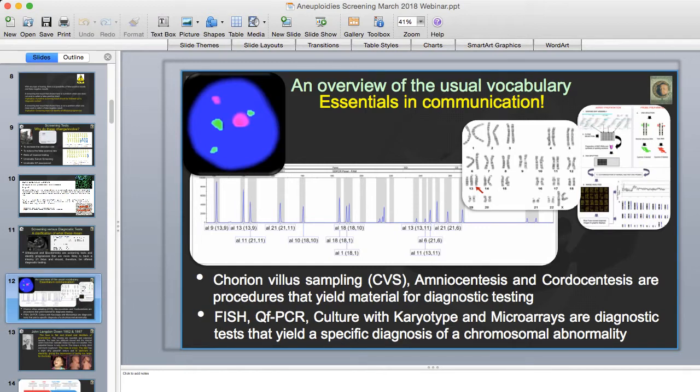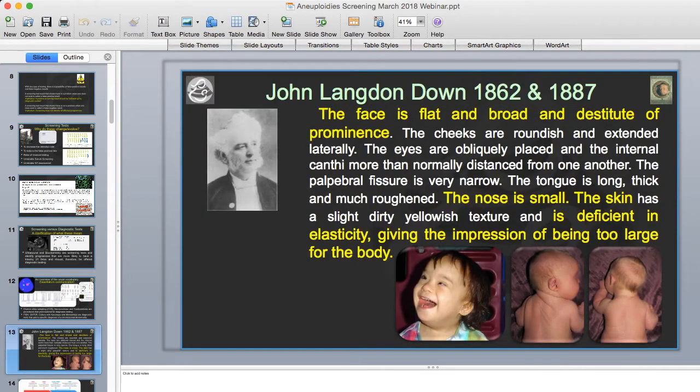In screening, we look for what John Langdon Down actually described many, many years ago. He first told us in 1862 that the face is flat and broad and destitute of prominence, that the nose is small, and the skin is deficient in elasticity, giving the impression of being too large for the body, which means this is what it looks like. And this was translated over the years to try and identify something similar on the ultrasound scan, which is the edema at the back of the neck and the abnormal nasal bone.